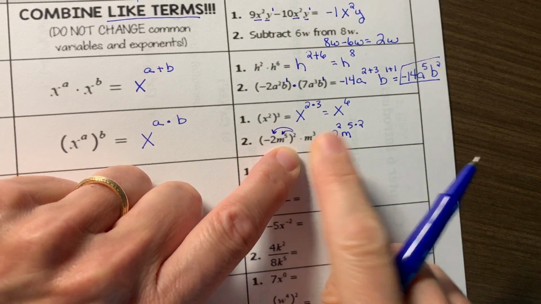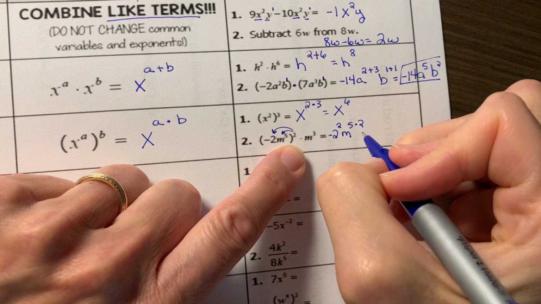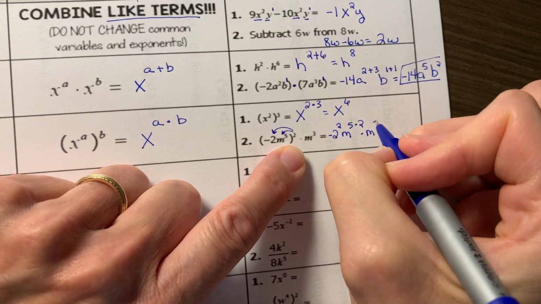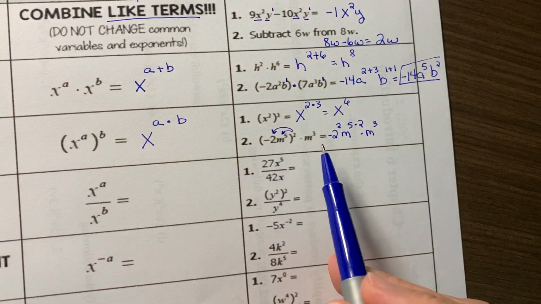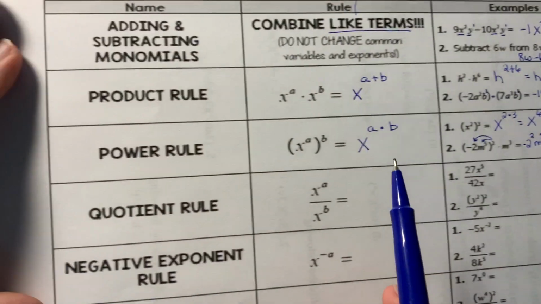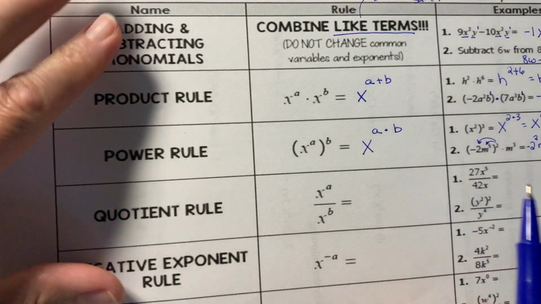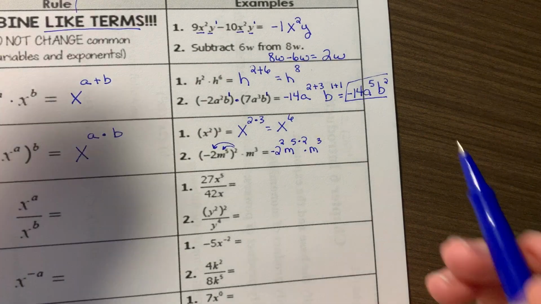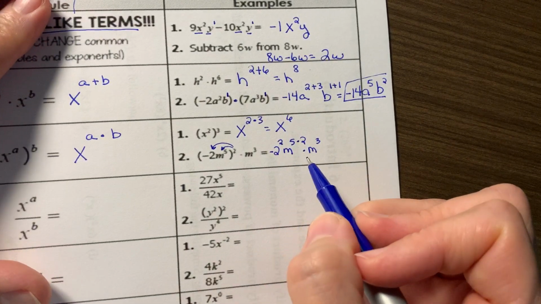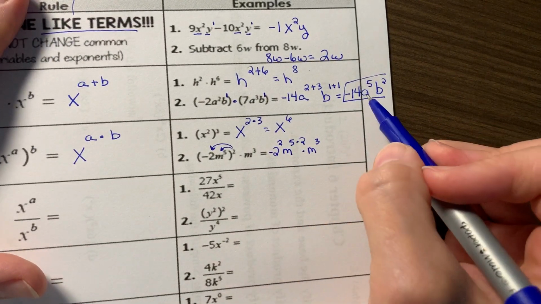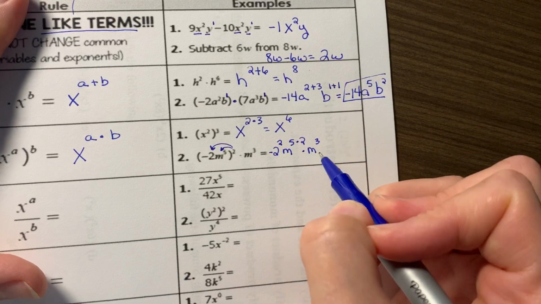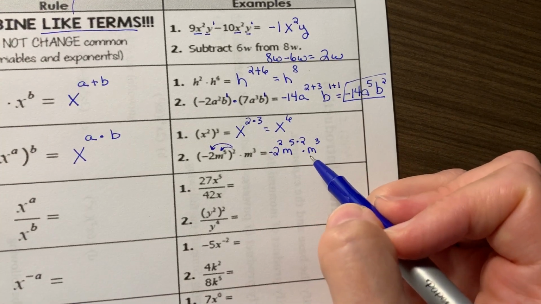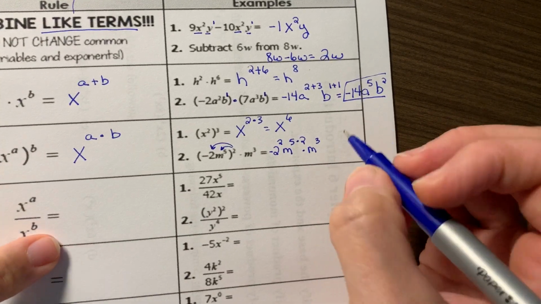Now we still have this m to the 3rd out here. So this is all multiplied by m to the 3rd. So this example here is actually a combination of these 2 rules. So we are not done simplifying because I see 2 m's there. And remember I said when we're fully simplified, your variable should only occur once. So let's keep going here.